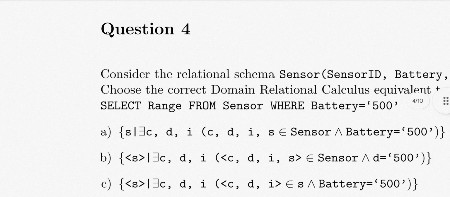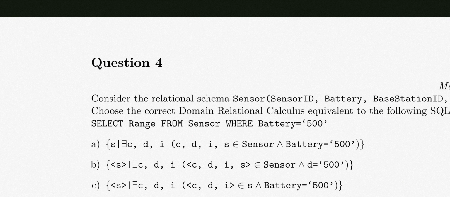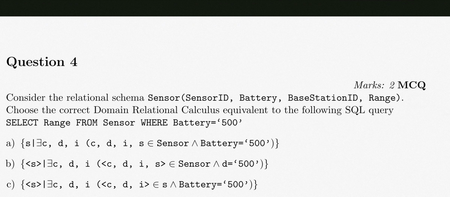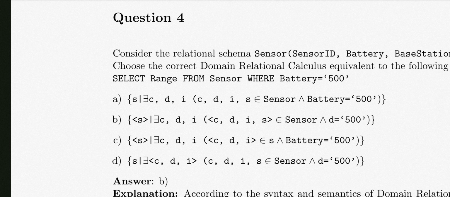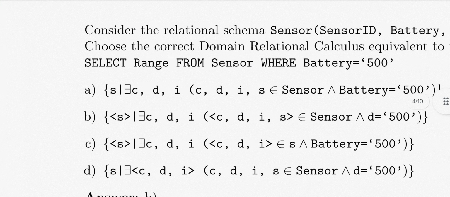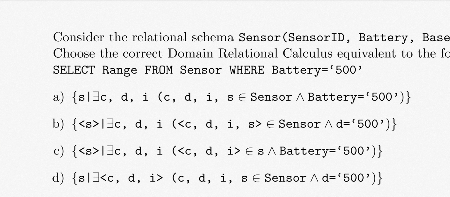We are giving some variables for these 4 attributes, that is C, D, I and S. In the question they are saying select range from sensor. So what is the value of range here? Range is S, right? So select range means select S. That is why we use S here. And now select S from the sensor.